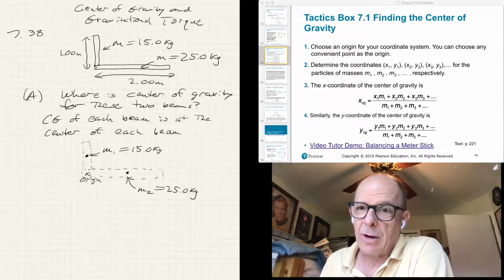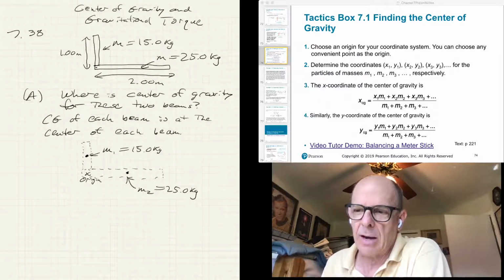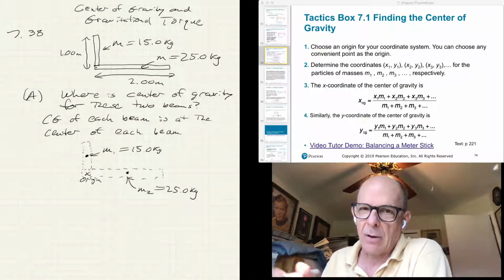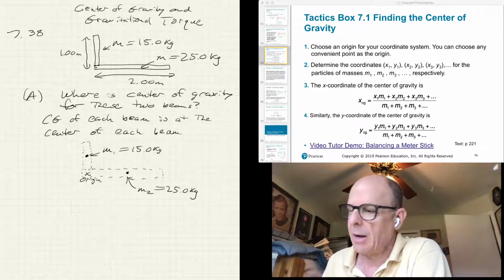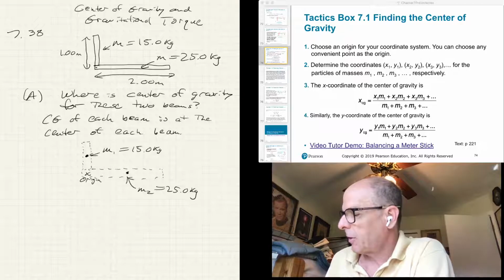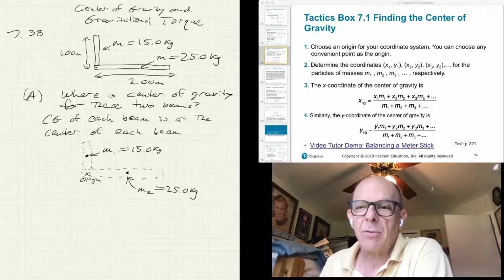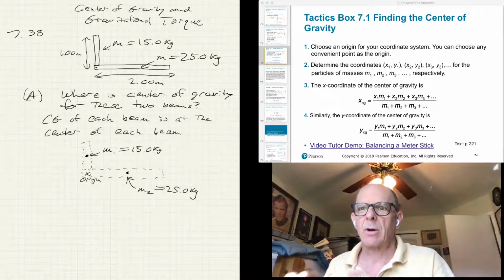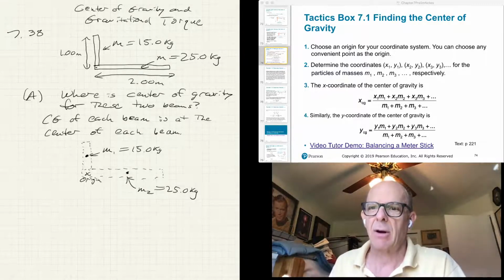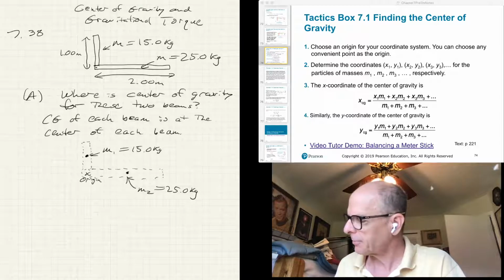I could put the origin anywhere I want. Okay, it's an arbitrary decision. It's like when we're doing kinematics and things like that. You can decide where to put 0. In principle, it'd be easiest to put the 0 point at the center point of one of these objects, because then the coordinates of that object are 0, and so we don't need to worry about that when we're calculating the center of gravity.